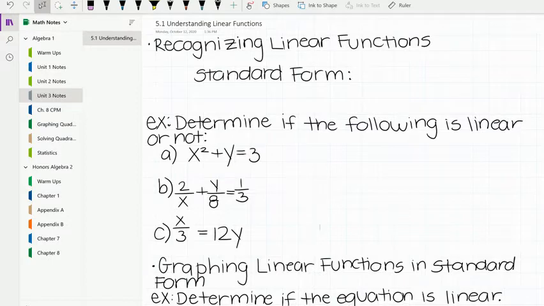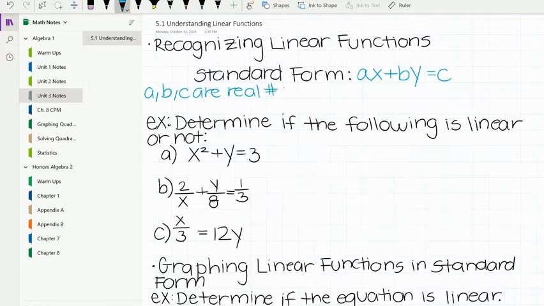One way to help us do that is to look at what the standard form of a line is. For the standard form, we are going to be using ax plus by equals c. Breaking apart the equation of a line, you'll notice that we have an x and a y. A, b, and c are all just real numbers that are not 0. Or I should say A and B can't be 0, because then you would have no x or no y, which would leave us with nothing.